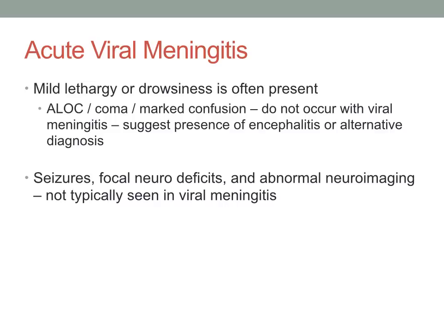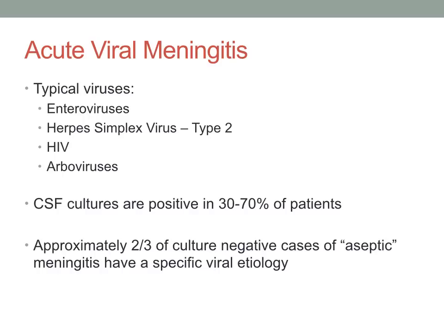If you're seeing those types of things, then you got to worry about encephalitis, where the actual brain tissue itself is inflamed, the parenchyma. You have infection in the parenchyma. Seizures, focal neural deficits, and abnormal neuroimaging is not typically seen with viral meningitis. You still are going to get the neuroimaging, though, because patient presents with fever, headache, and focal neural symptoms. You got to make sure there's not an abscess in that brain.